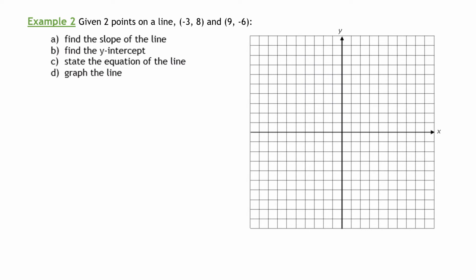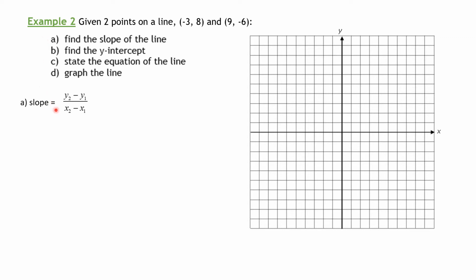Example 2, moving along here, and this is our last example. Given 2 points on a line, negative 3, 8 and 9, negative 6, we want to find the slope of the line, we want to find the y-intercept, we want to find all the stuff, and the last thing we're going to do is graph the line. I could graph it right now because my grid's here, but let's go in order. So first we're going to find the slope of the line. Slope, we've got that formula.